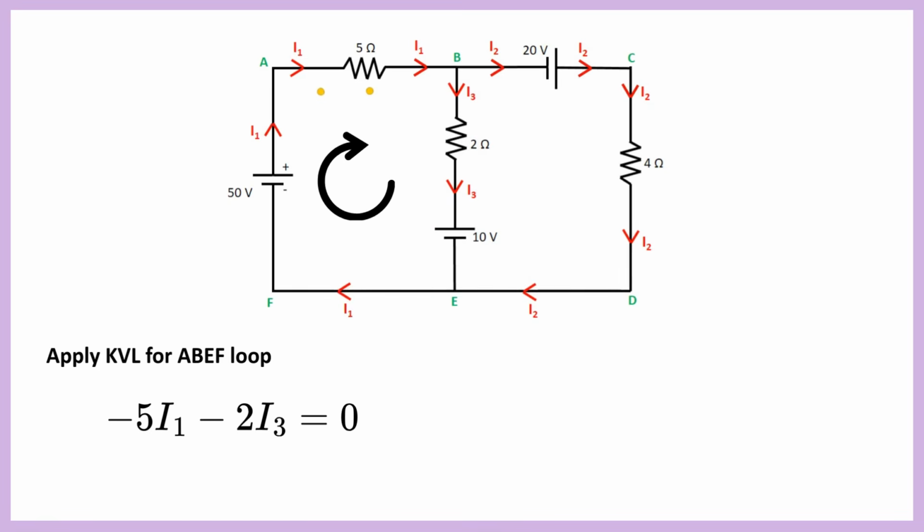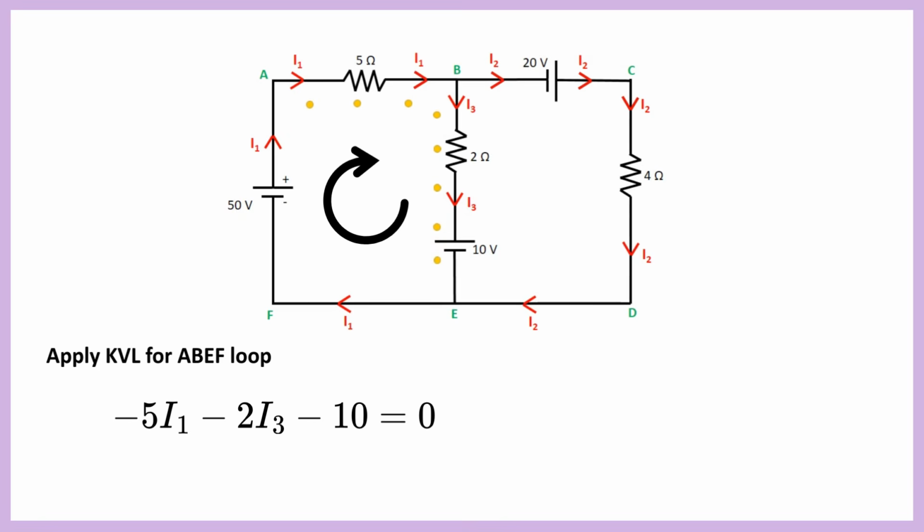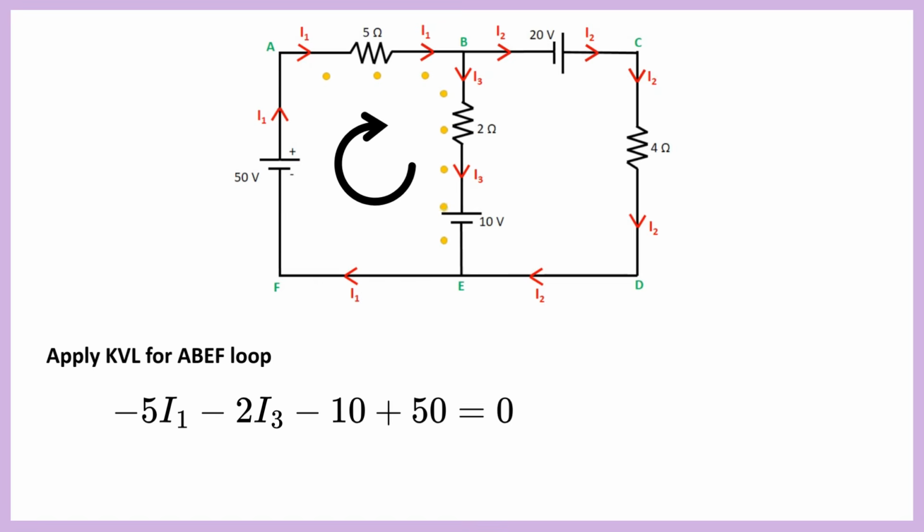Next, moving downwards to point E, we pass through the 2 ohm resistor with current I3. Here, the current direction is the same as our loop direction. Hence, this is considered a voltage drop, written as minus 2 times I3. Next, KVL direction goes from the positive terminal to the negative terminal of the 10 volt battery. It gives a voltage drop. Finally, we pass through the 50 volt battery from negative to positive terminal. This is a voltage rise, written as plus 50 volts.